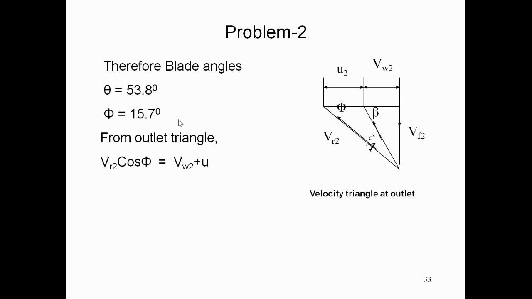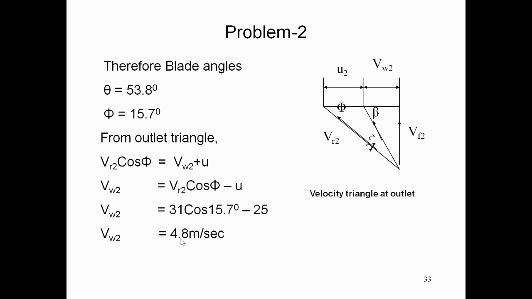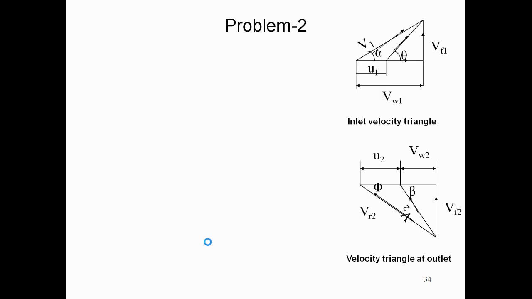From the outlet triangle, vr2 cos phi is equal to vw2 plus u. So vw2 is equal to vr2 cos phi minus u. Substituting the values of vr2 as 31, phi as 15.7 degrees, and u as 25, we get vw2 as 4.8 meters per second.